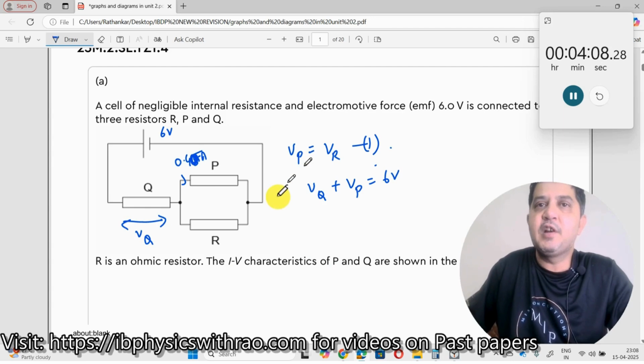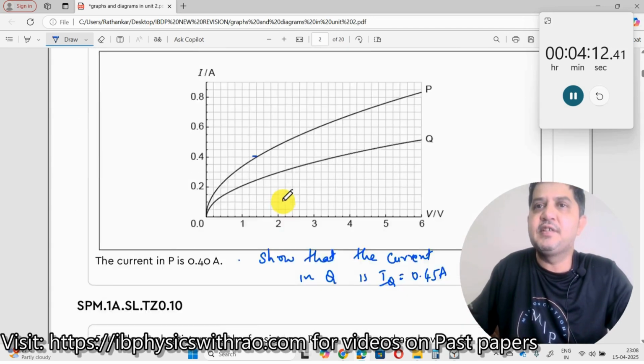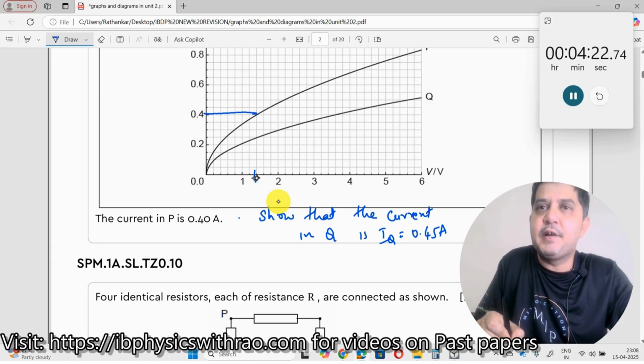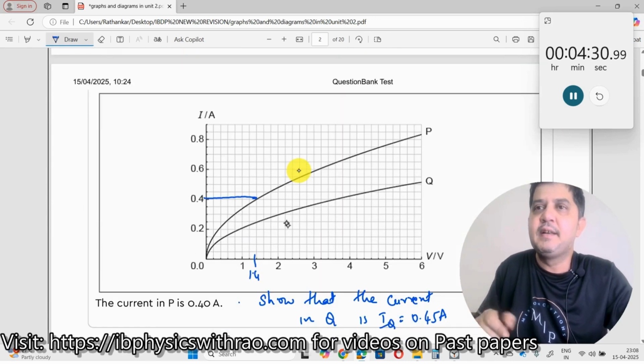Now what has been given? The current here is 0.4 ampere. At 0.4 ampere, I will draw a line here. This will intersect the point here, and I will get the voltage as 1.4 over here. So we have already got 1.4 here. VP is equal to 1.4. You look at the graph over here, this is for the line P. I'm not going to extend this line over here. Only for this I'm going to do, and I've got 1.4 here.